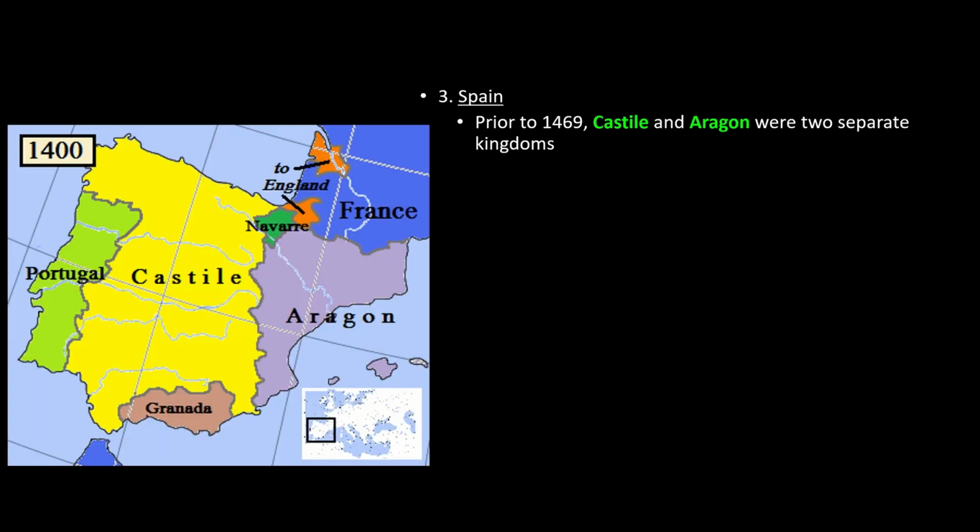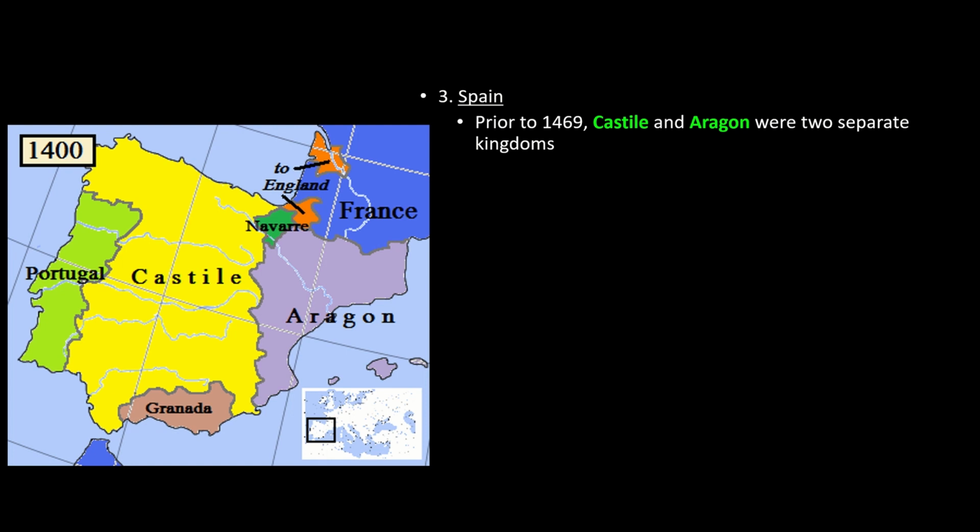Okay, let's move into Spain. The only problem is Spain doesn't exist yet. Prior to 1469, Spain was divided up between a couple different kingdoms and a couple different groups, but the two major kingdoms were Castile and Aragon. If you look at this map right here, you've got Castile and Aragon.